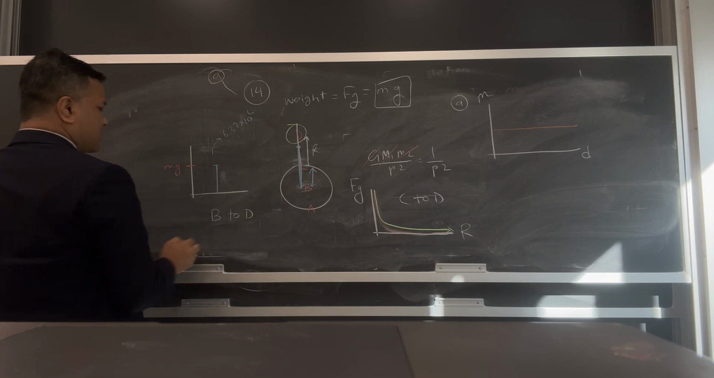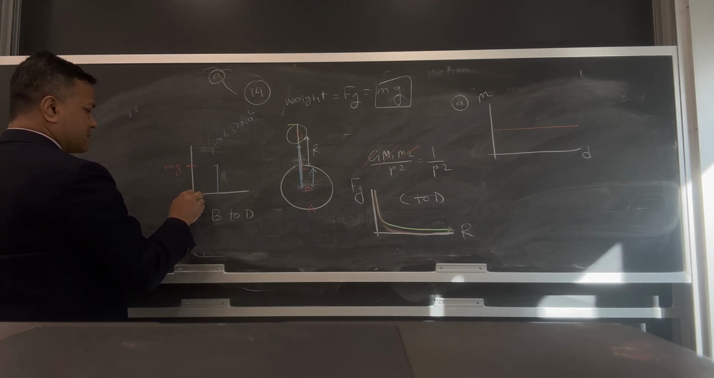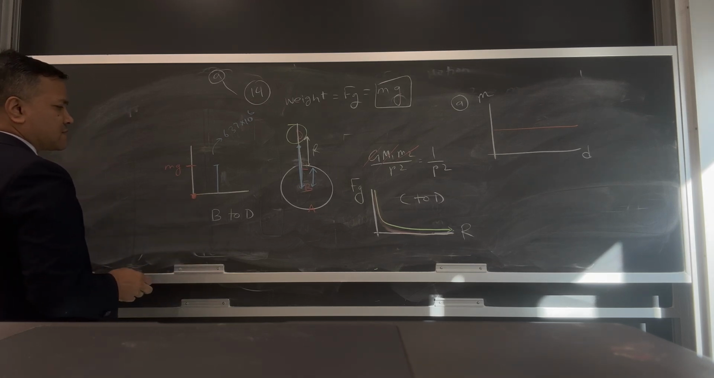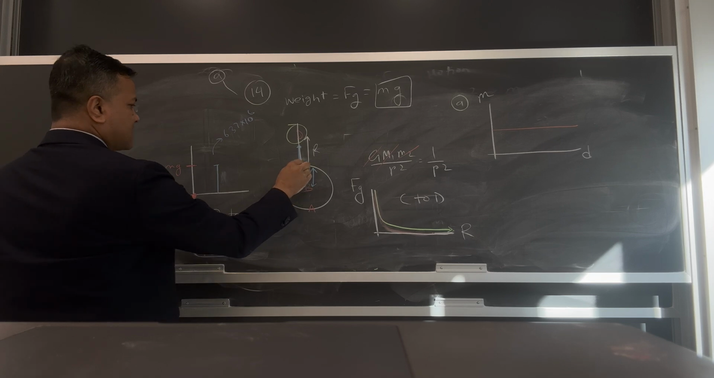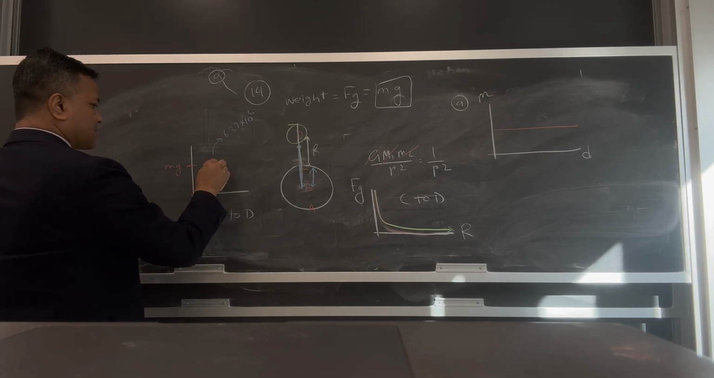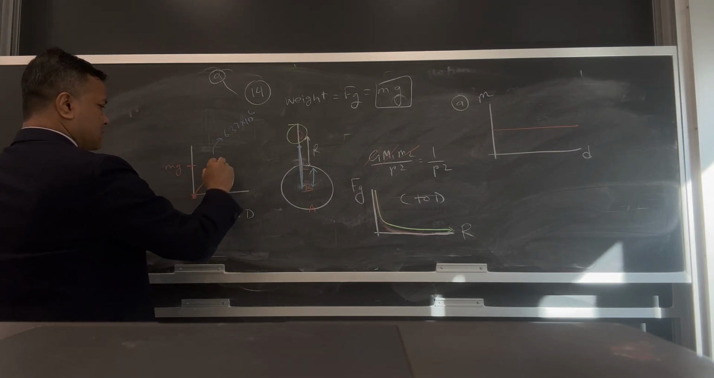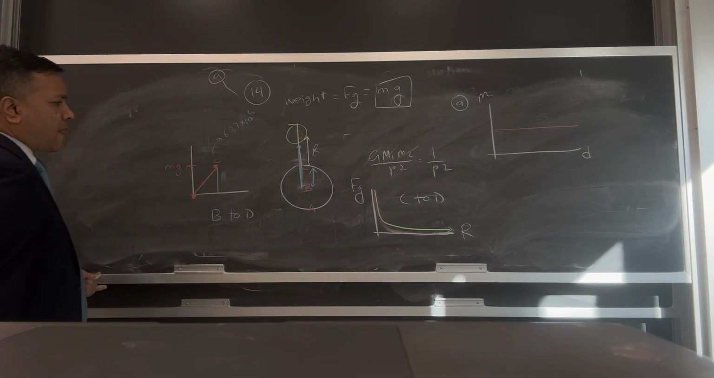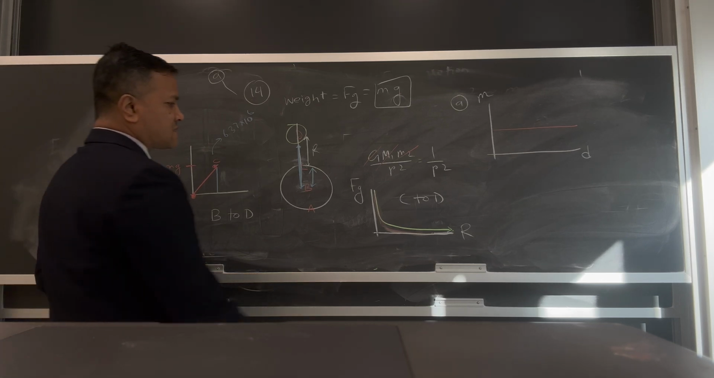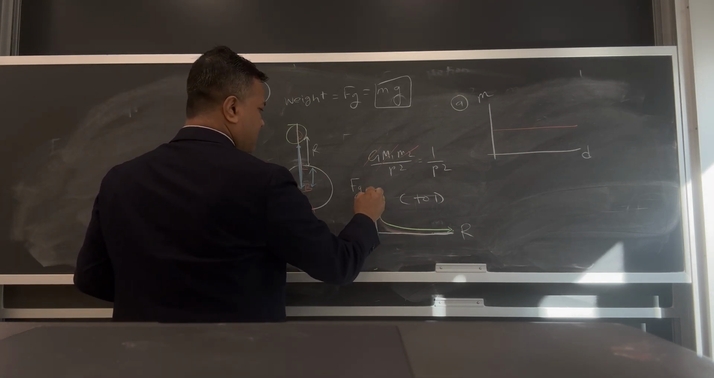At location B, acceleration is 0. At location C, it is 9.8. Okay, this is location C. This is 9.8.